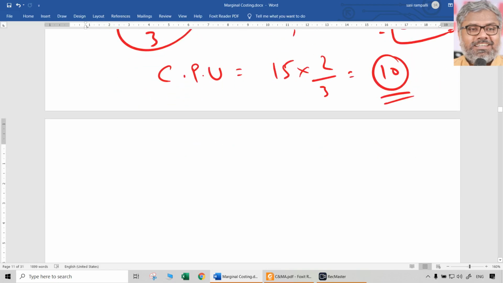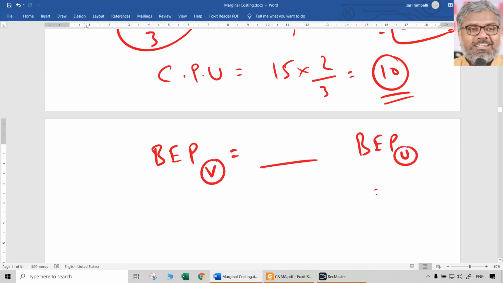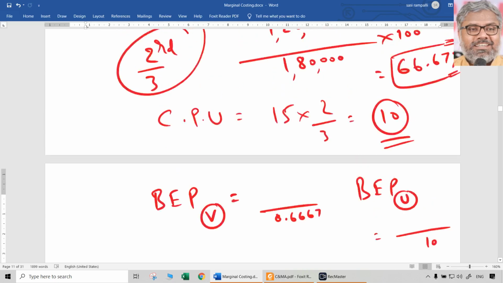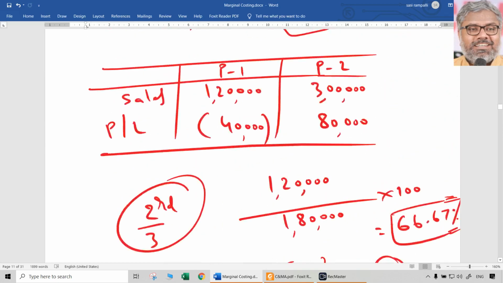But in order to find out break-even point in value, or break-even point in units also, we need the numerator, fixed cost. Numerator is definitely required to be fixed cost. How much is that? Denominator is okay. Denominator we know, 0.6667 for value break-even point calculation, and here denominator is 10. That we know. But what is numerator? Fixed cost. That we should find out.